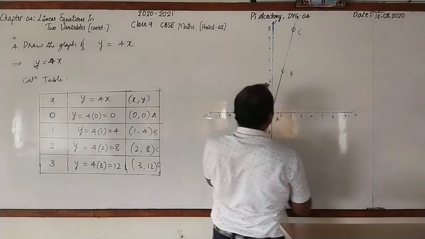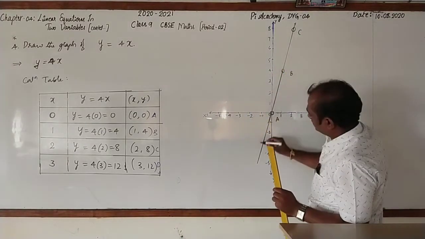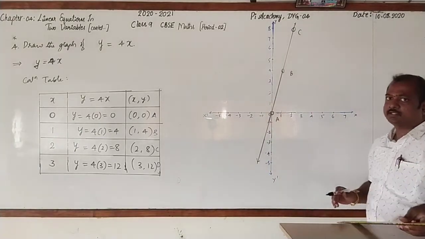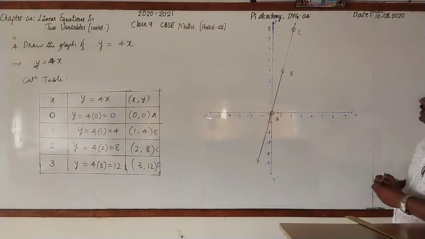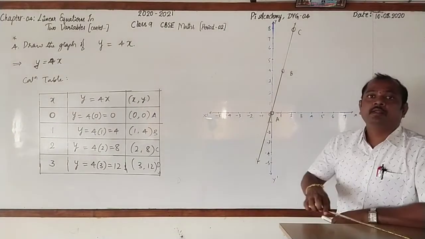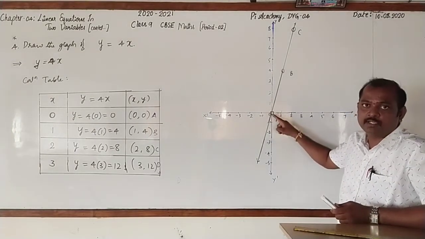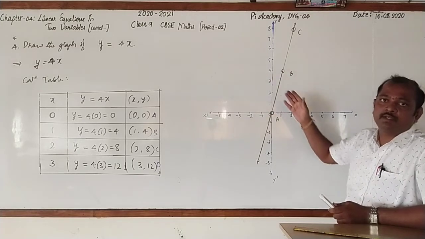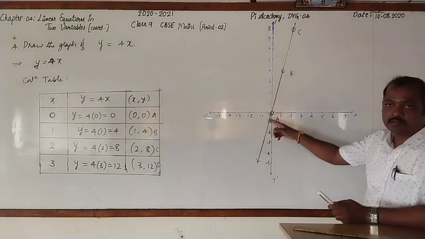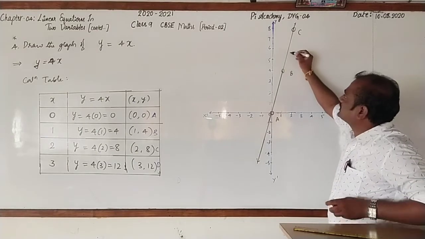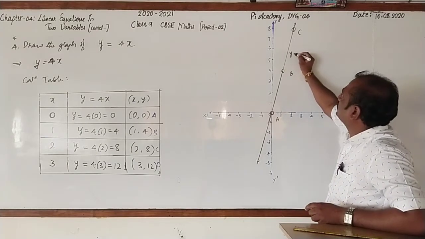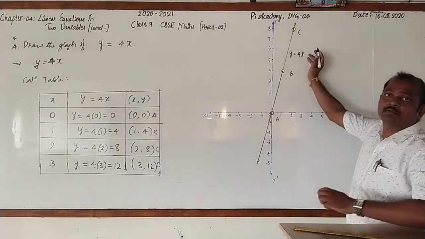Yes, what do you say? Does it intersect x and y axis? No. Then it will pass through the origin, that is the point where the x and y axis intersect. Got it? And this is the graph of the equation y equal to 4x.